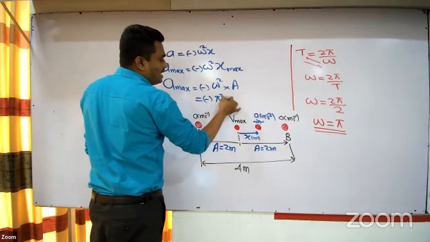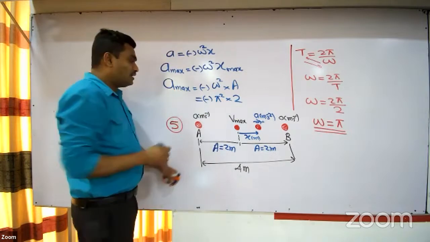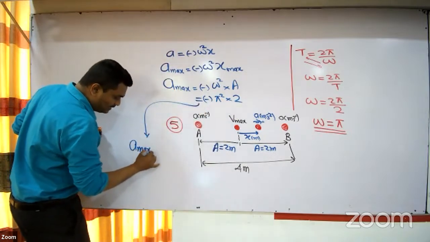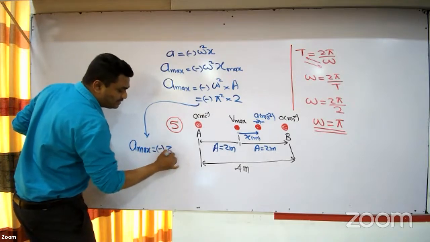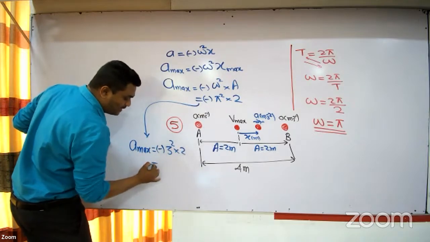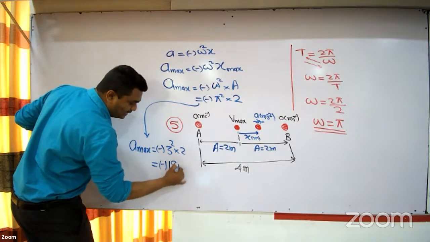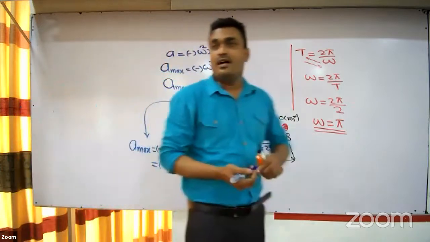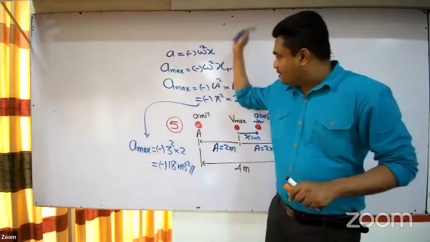Omega is 3, amplitude is 2. Let me simplify here. So the maximum acceleration is minus 3 square times 2. 3 square is 9, 9 times 2 is 18. So the maximum acceleration is 18 meter per second square. I don't care about the minus sign. Write them all.